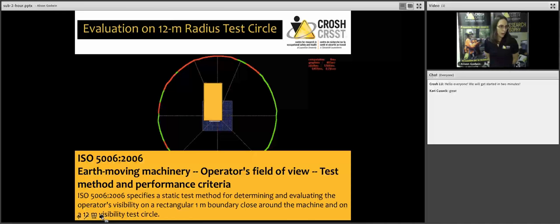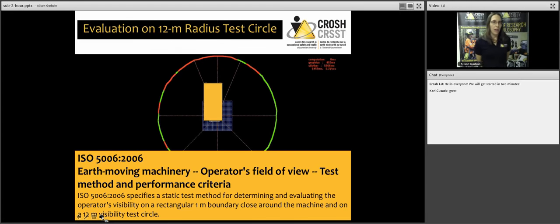We've replicated this particular method in a computer simulation environment, and you can see that in this case, the green indicates a line of sight on that 12-meter test circle, and the red indicates no line of sight, and then you can evaluate those in terms of whether they exceeded the maximum width that's allowed for a particular machinery. The actual machinery listed in the earth moving machinery standard doesn't always match what you're evaluating, so there can be some limits in terms of applicability there.